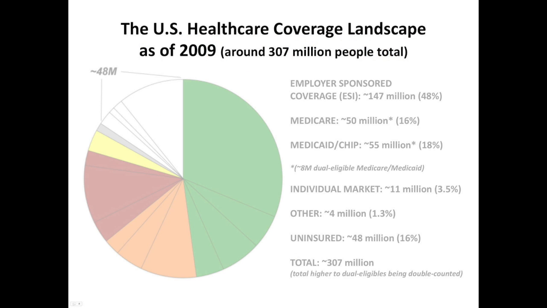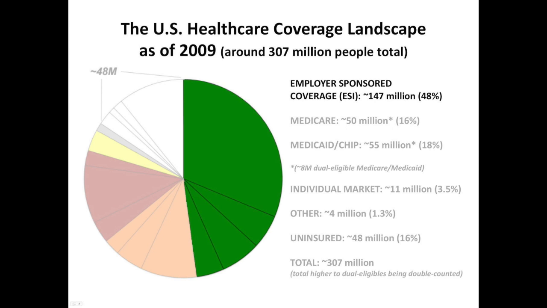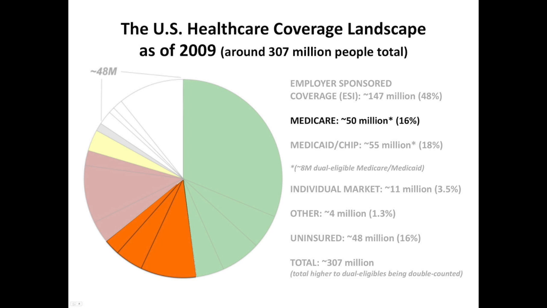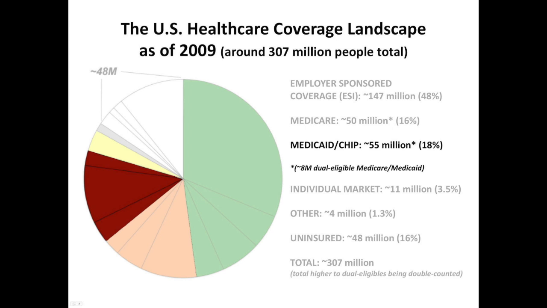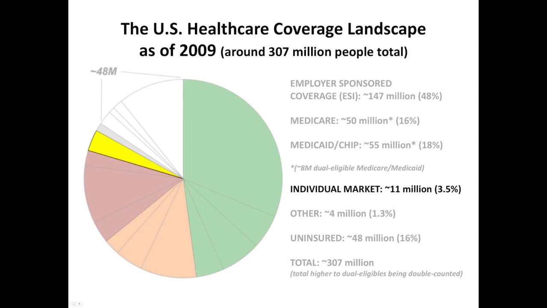So, to review, in 2009, the U.S. had around 307 million people, with about 84% having some sort of healthcare coverage of varying quality, while the rest had no healthcare coverage whatsoever besides the emergency room. The breakout was about 48% had employer coverage, 16% were on Medicare, about 18% were in Medicaid or the CHIP programs, 3.5% on the individual market, and about 1.3% in miscellaneous programs. And again, there were about 16% or 48 million people who were completely uninsured.